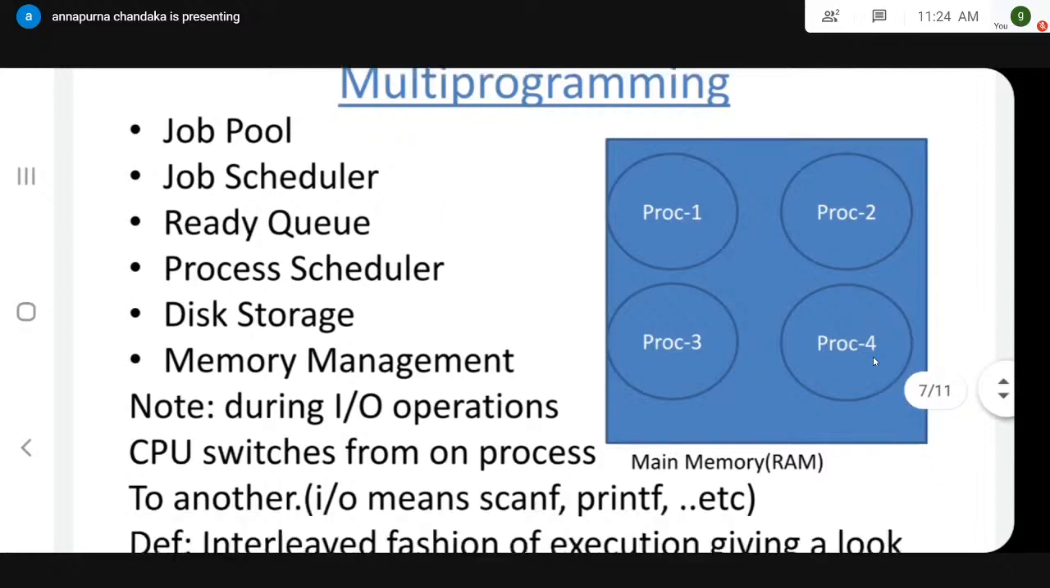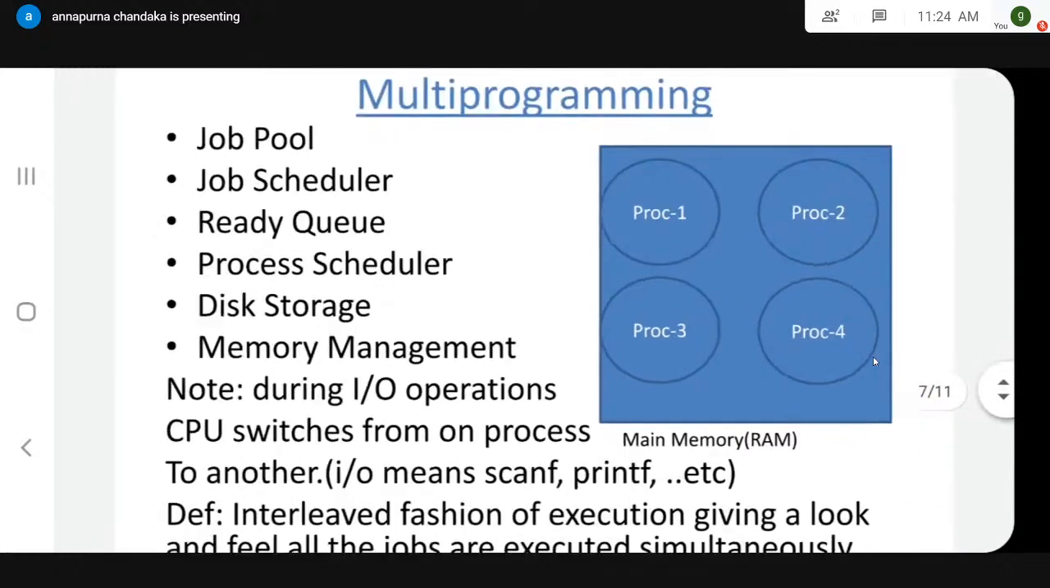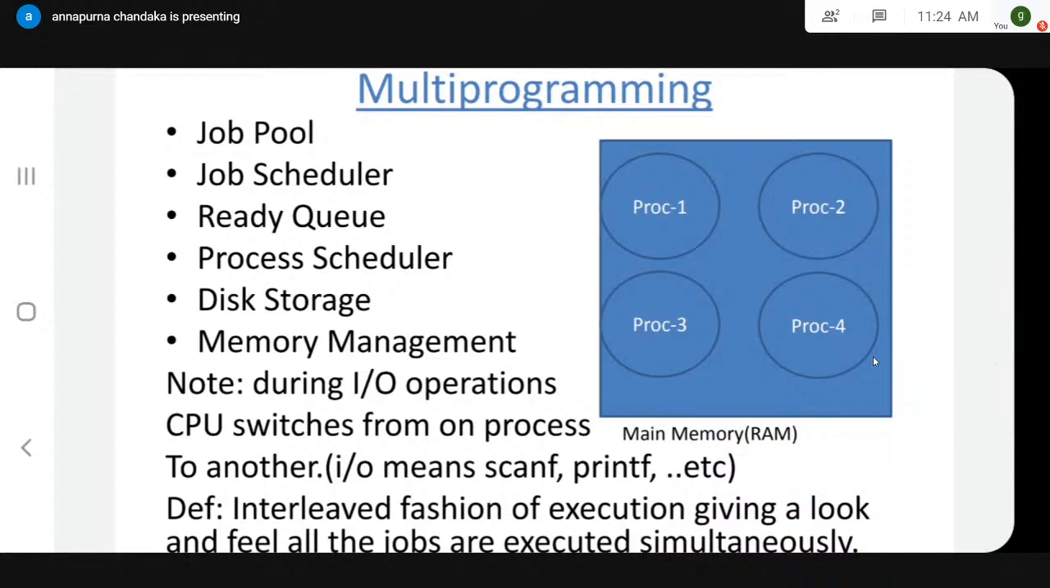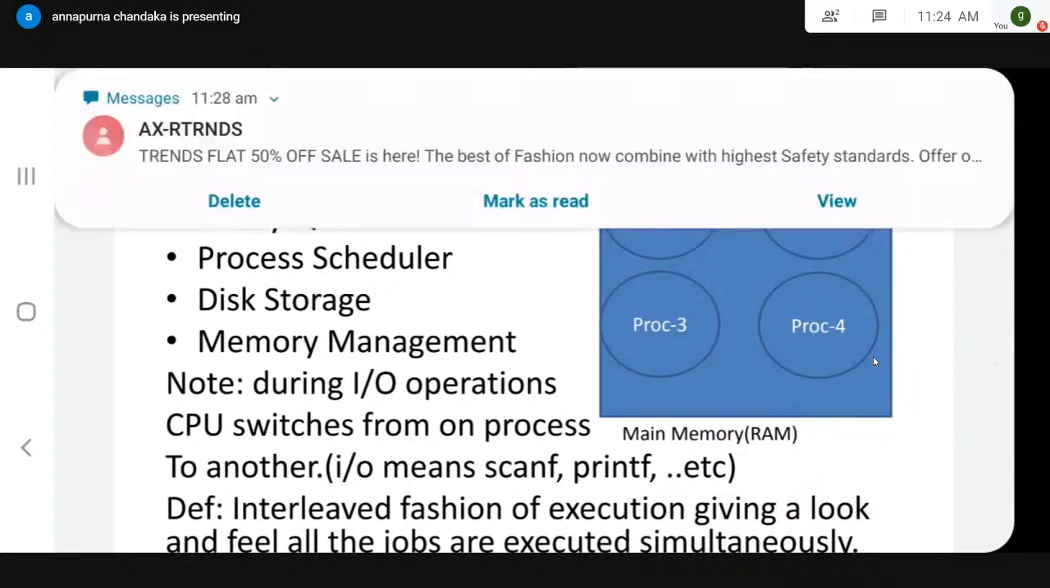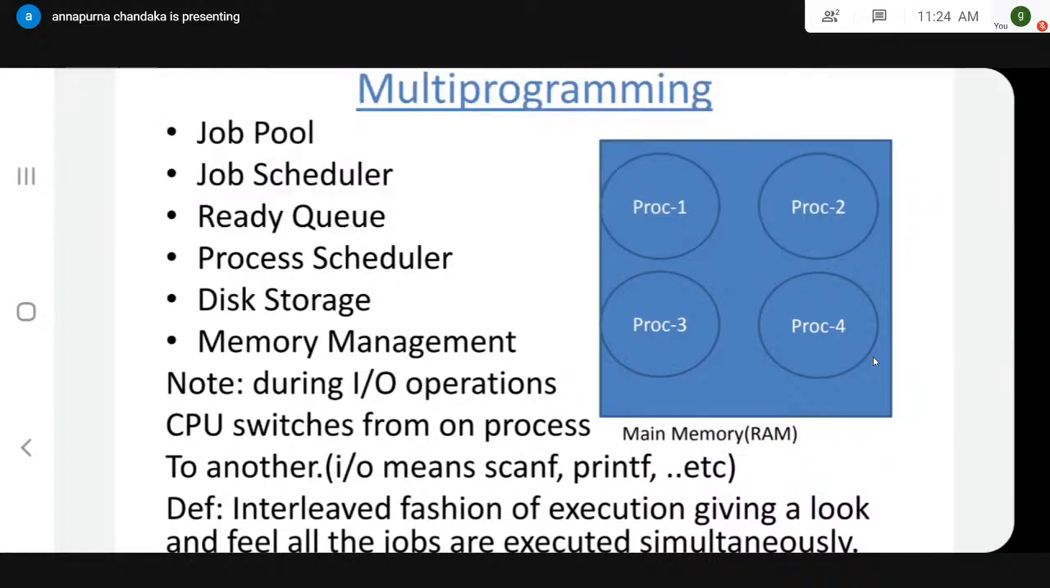You are always thinking about how to reduce the speed mismatch between CPU and IO devices and between CPU and memory. Why can't you think about the idleness of the CPU during input and output operations? Now we have entered a new concept. So what is this one?